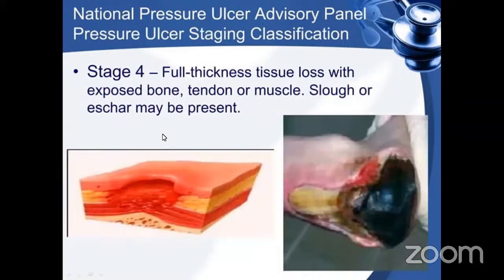In stage 4, it is a full thickness tissue loss with exposed bone, tendon, muscle, and slough or eschar may be present. Here we can see the blackish one is the eschar formation, and the yellow one is the slough.